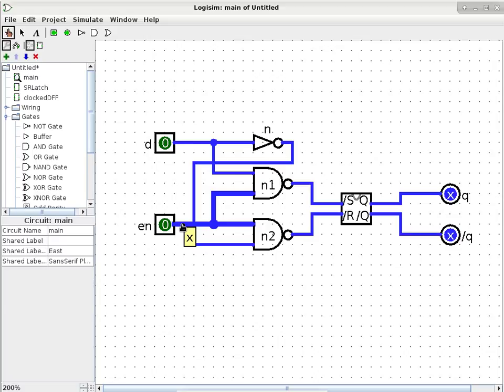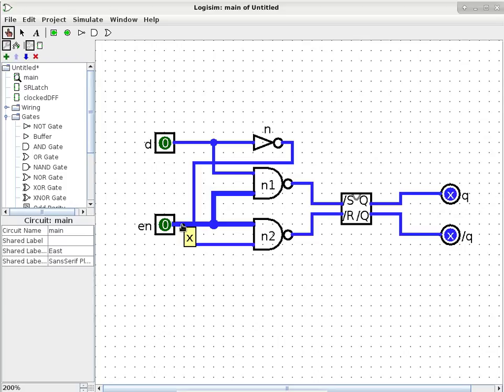When En is a 1, looking at the thick wires again, then one input of N2 is going to be a 1. One input of N1 is also going to be a 1, which means the other pin now decides what the output of the NAND gates are going to be, right? So what is the other pin connected to? Now you have to look at D.